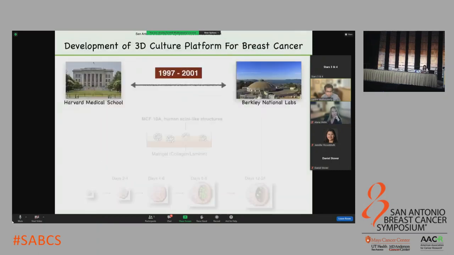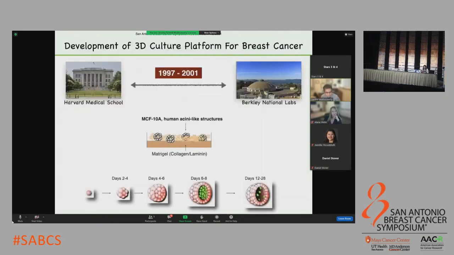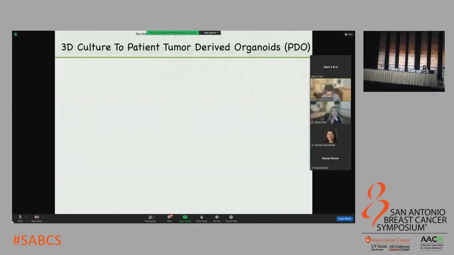And my interest in development of these sort of culture methods started when I was a postdoc a long time ago, when we developed a 3D culture platform using human mammary epithelial cell line, MCF10A. And we use these cell lines for various aspects of cell biology studies and modeling cancer genesis. And I think as many of you may know, this platform is quite widely used in the breast cancer community today.